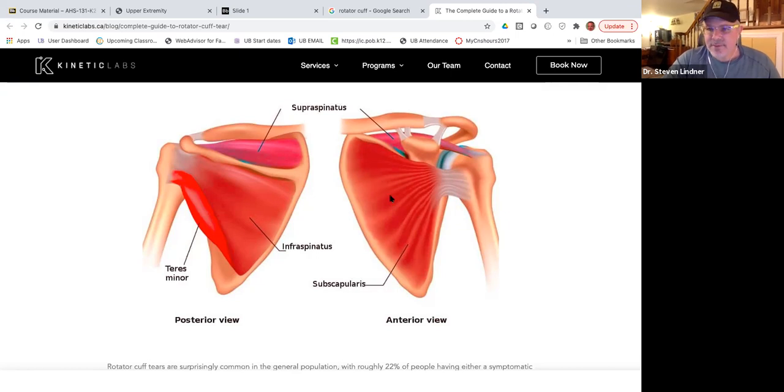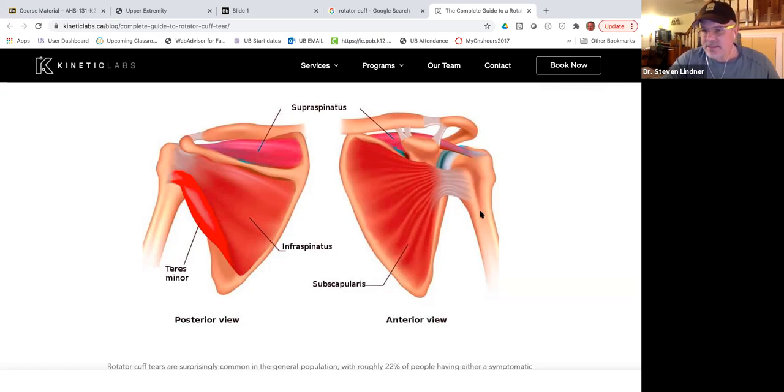On the anterior side here, we see the subscapularis, which originates on the subscapular fossa, but that one does not insert on the greater tubercle. It inserts on the lesser tubercle. So here's the lesser tubercle, here's the greater tubercle, and right there is the bicipital groove.